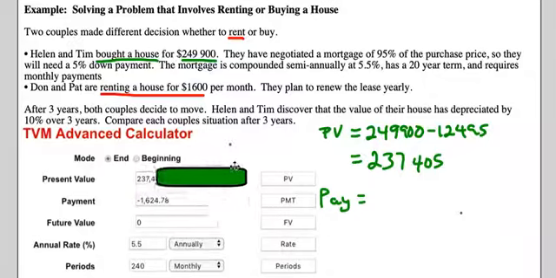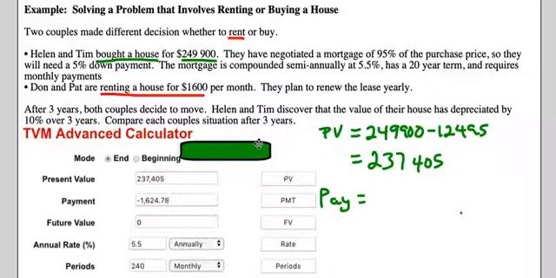So if we just take a look at what this payment would be, it is $1,624.78. That would be what our mortgage payment would be. And that gets paid every month. And in 20 years, the house will be paid off. So this question continues, and the important part here is we're interested in 3 years. So in 3 years, we want to sell this house.